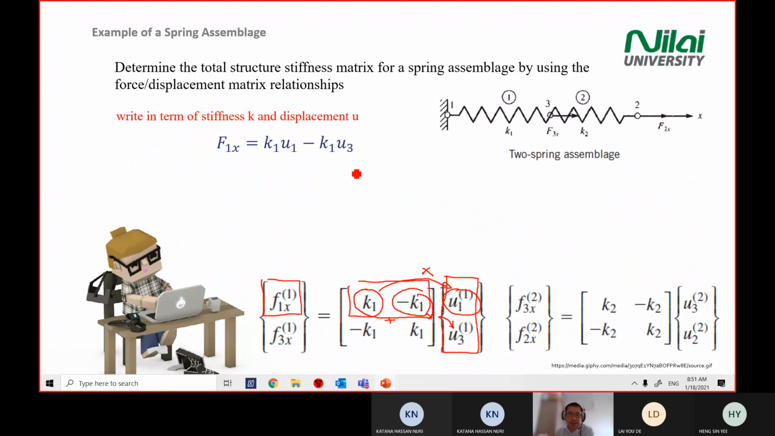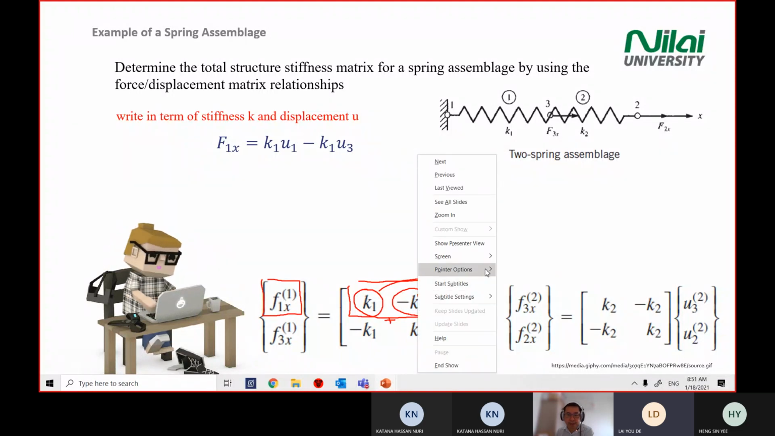Okay. Lai, you okay with this formula? You understand how we get K1 U1 minus K1 U3? Yes. Okay, yeah, good.